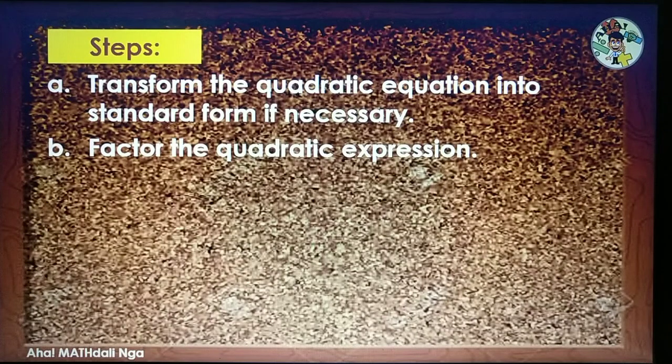There are ways of factoring a quadratic expression. You may follow the steps in factoring a difference of two squares if it is a difference of two squares, factoring a general trinomial, or factoring a perfect square trinomial if it is a perfect square trinomial, which were discussed to you in my previous videos.